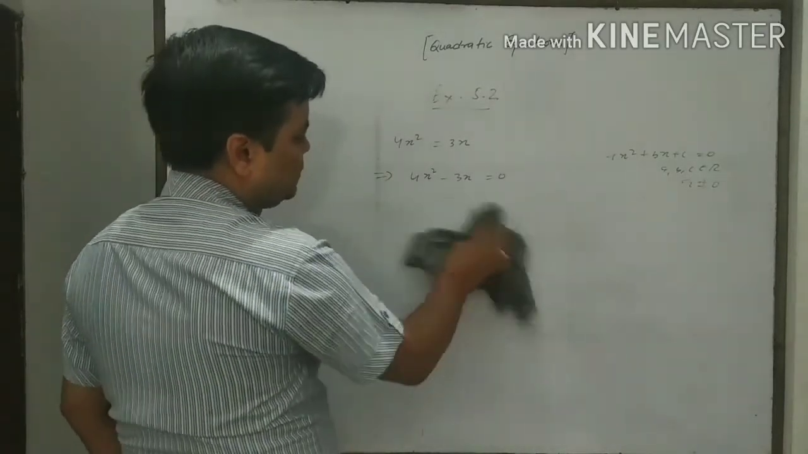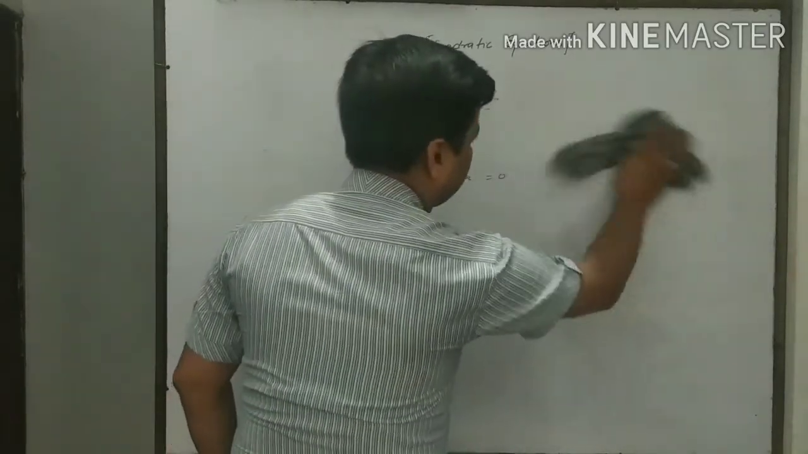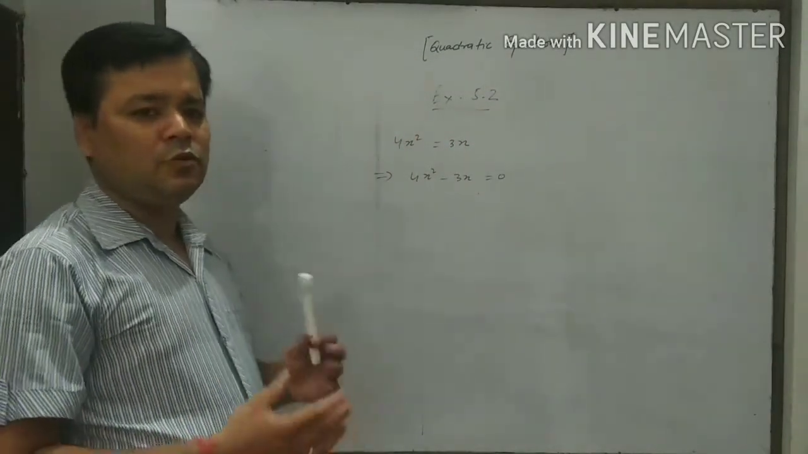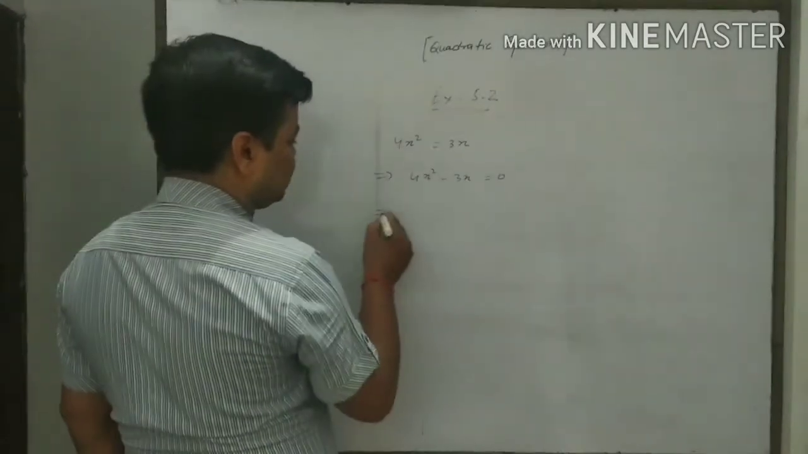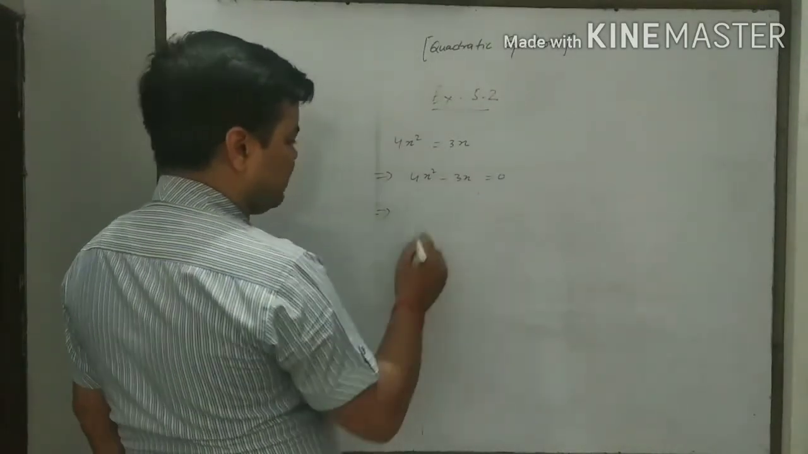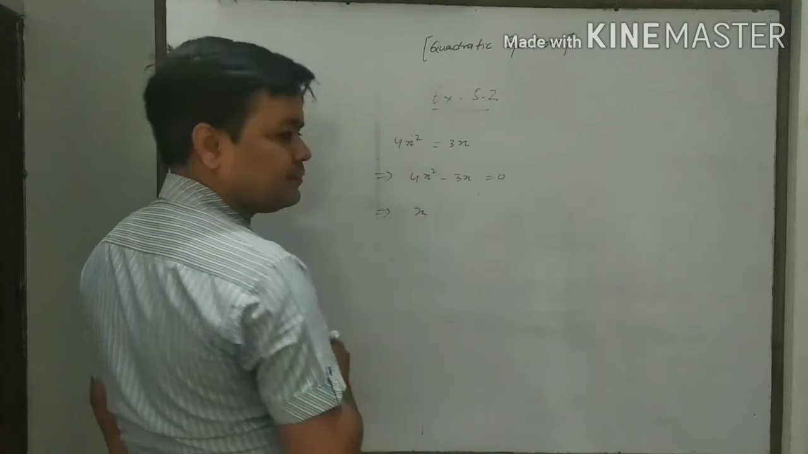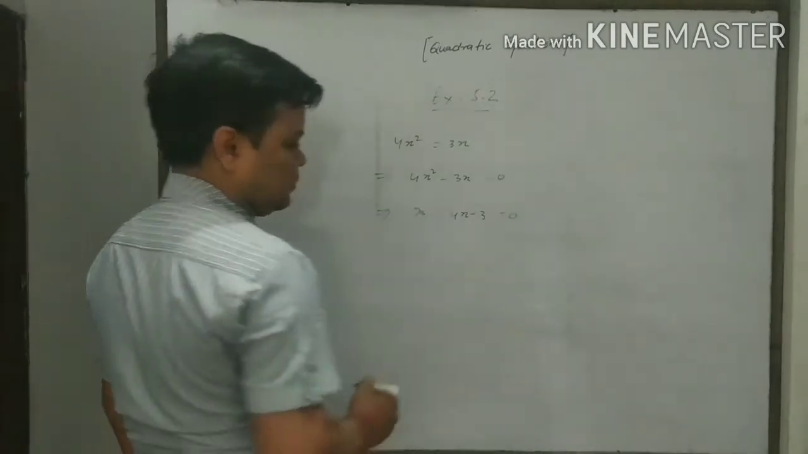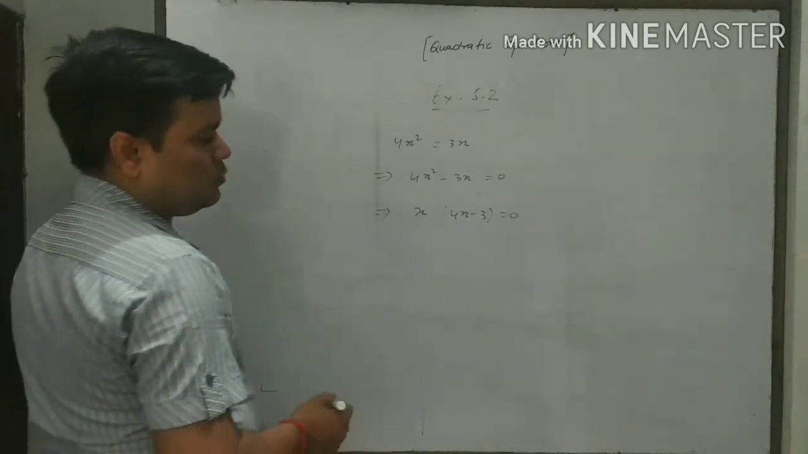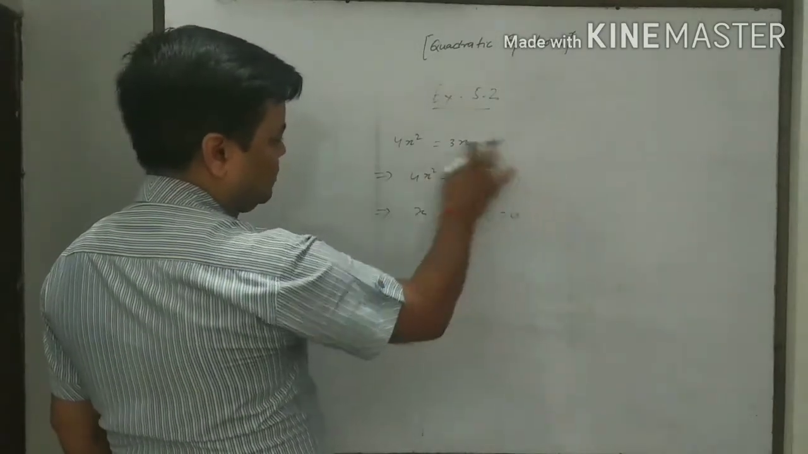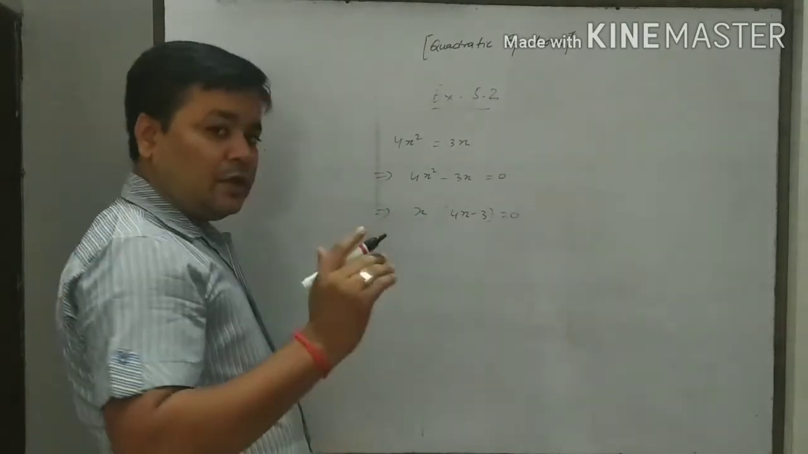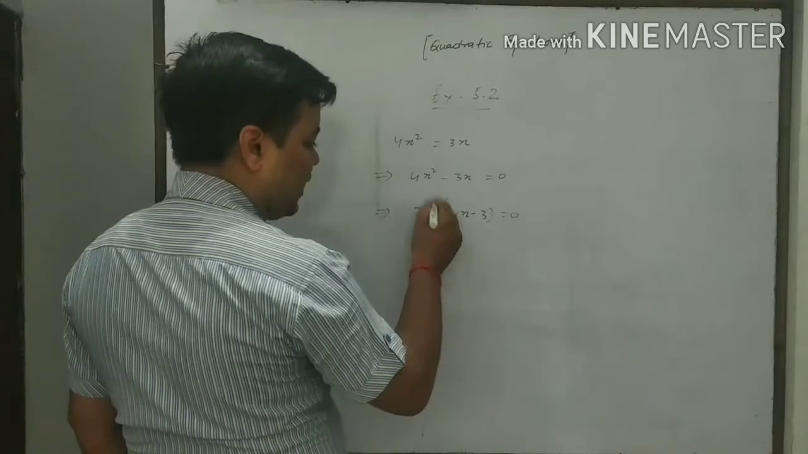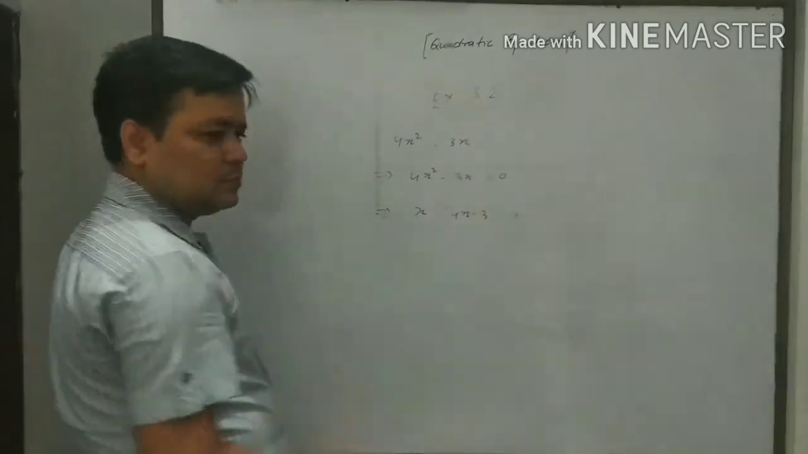If you do it this way, then your answer will be wrong, and you will be awarded 0 marks. Then how do you do it? Here x square is given, x is given, so we can take x common. Here 4x minus 3 is equal to 0. Now the left hand side of this equation, which is 4x square minus 3x, is the product of two linear equations, that is x and 4x minus 3.